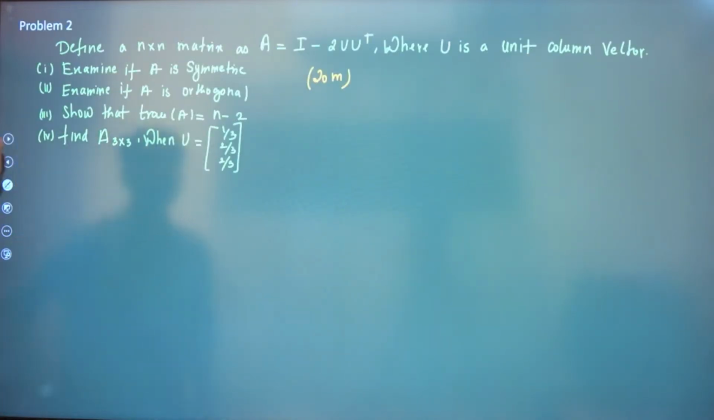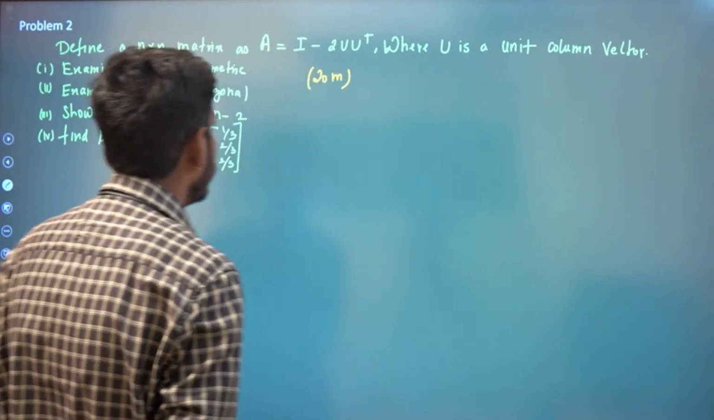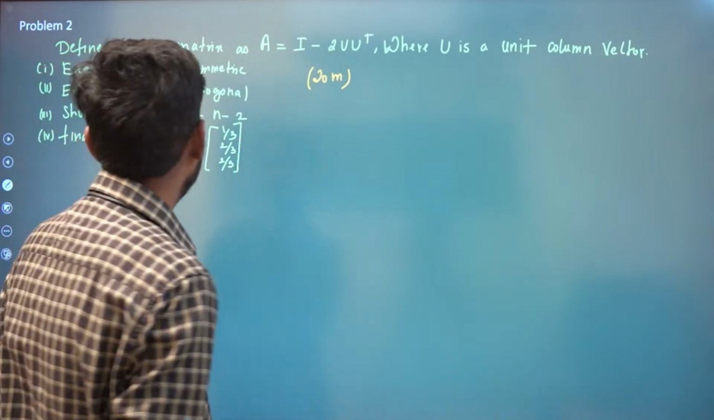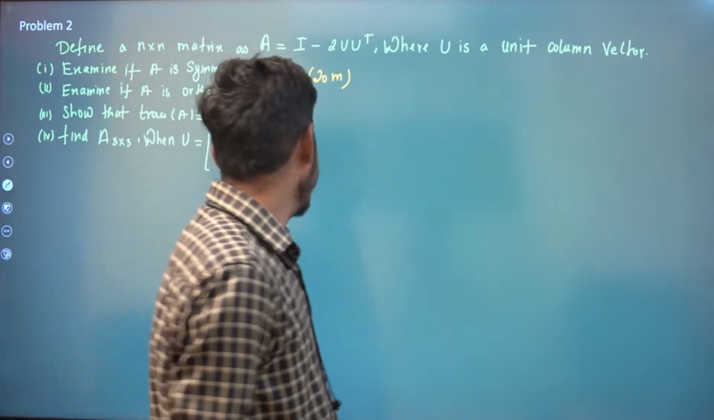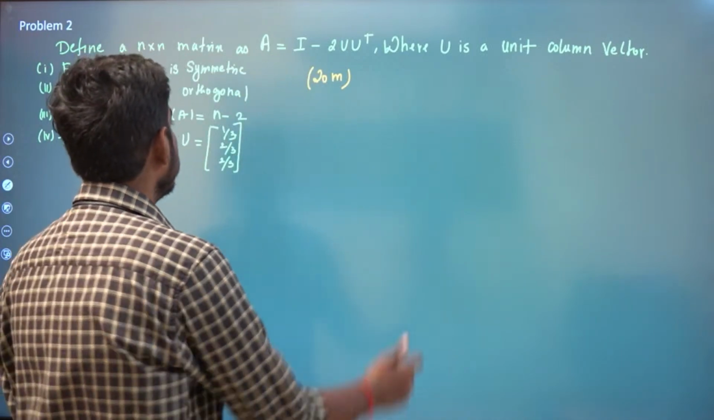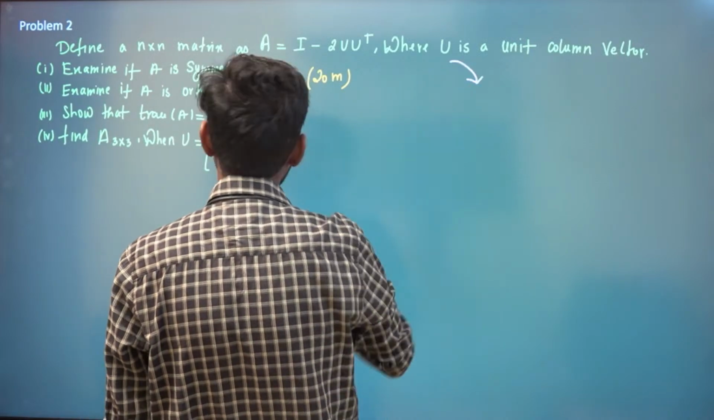Define an n cross n matrix A is equal to identity matrix minus 2u u transpose, where u is a unit column vector. Examine if A is symmetric. Examine if A is orthogonal. Show that trace of A is n minus 2. Find a 3 by 3 matrix A when u is equal to 1 by 3, 2 by 3, and 2 by 3. See, here they have given that this u is there.